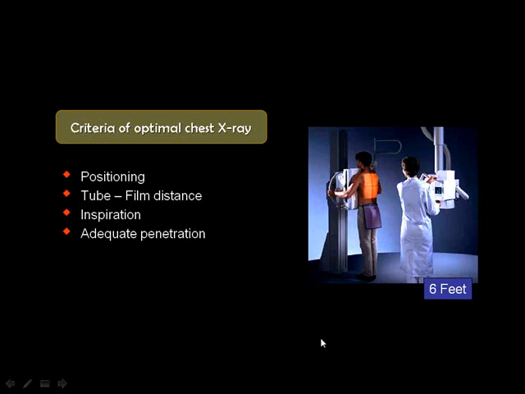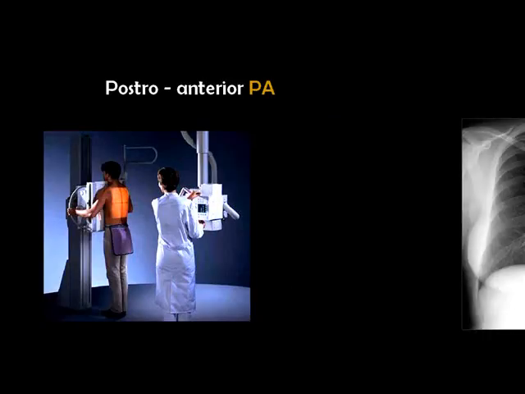Then, in order to interpret the chest X-ray accurately, you should know some criteria of the optimal chest X-ray. These criteria include the patient position, the tube distance, ensuring adequate inspiration, and the selection of adequate parameters for optimal penetration of the human body.